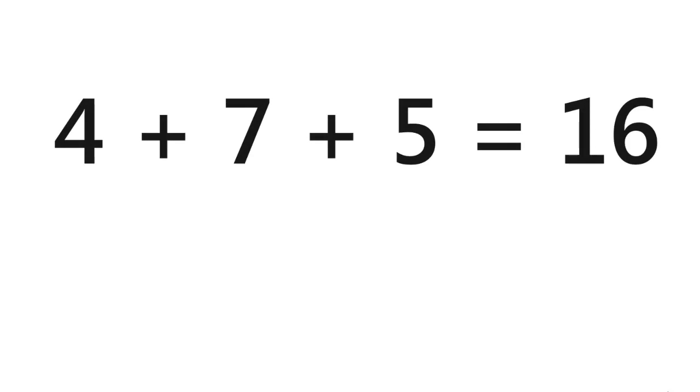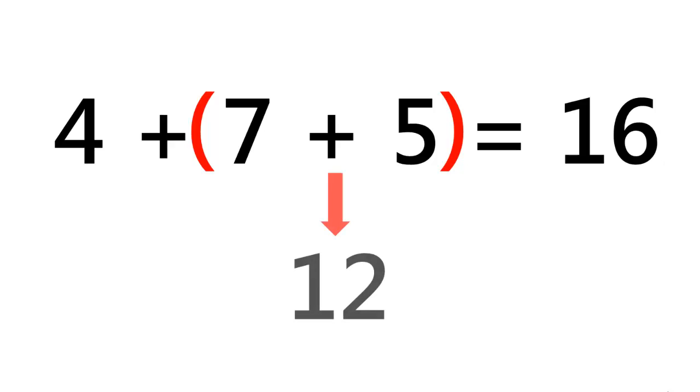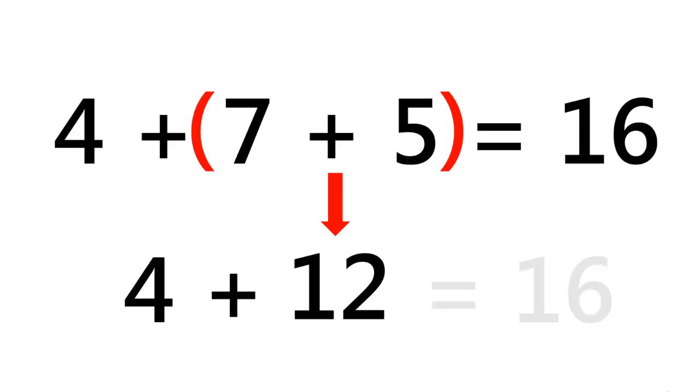In this equation, we will group the 7 and the 5 together. First, we'll group the 7 and 5 to give us 12. We then add the 4 and 12 for a total sum of 16.